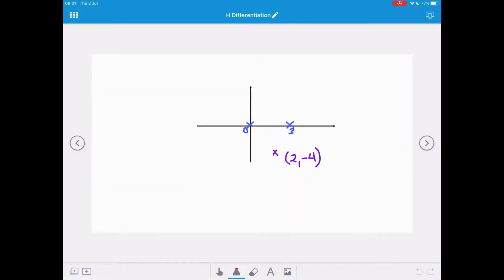So now we can go back to our Cartesian grid and connect our points with a smooth curve with a maximum stationary point at 0, 0 and a minimum stationary point at 2, negative 4, going through our roots and labelling the curve at the end with y equals x cubed minus 3x squared.